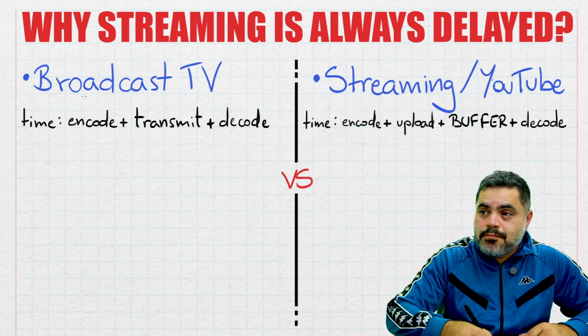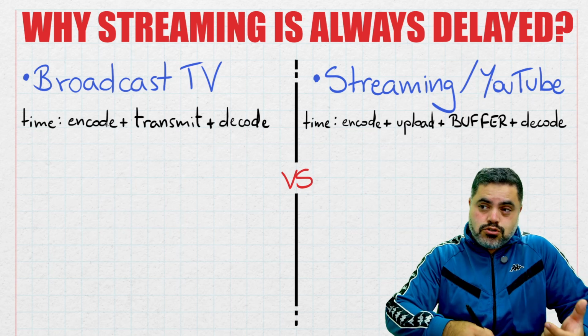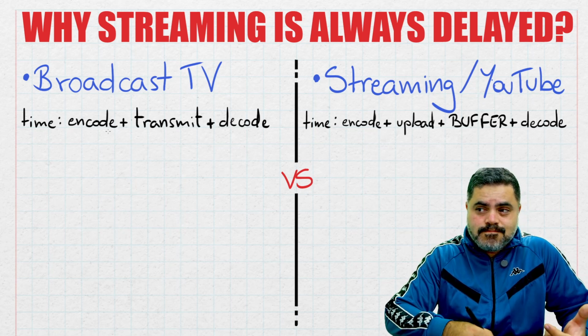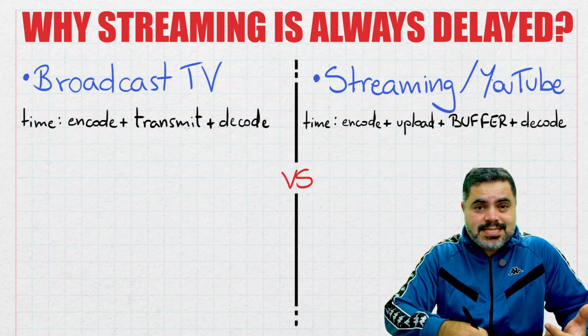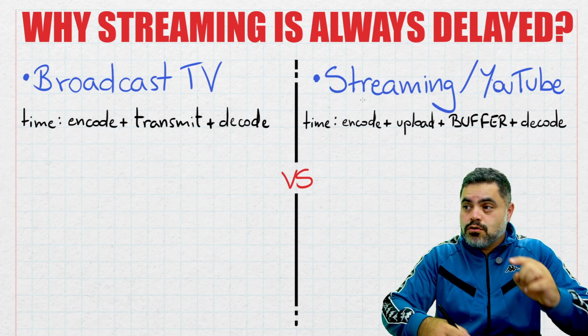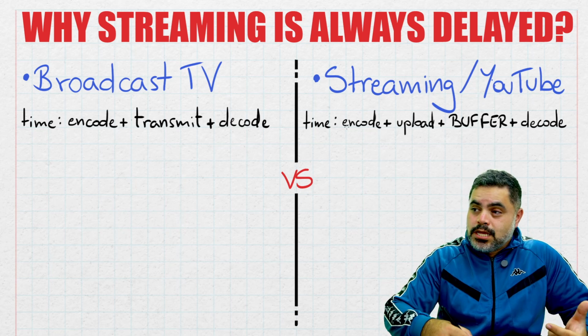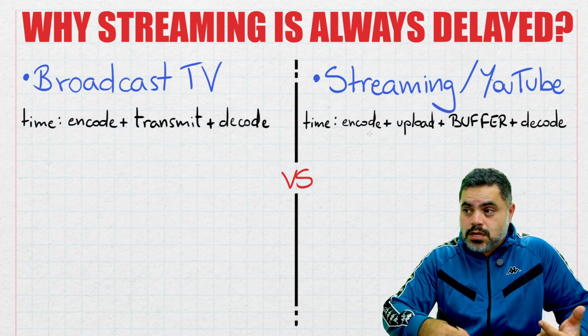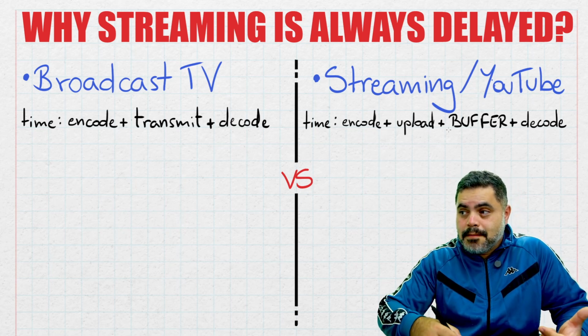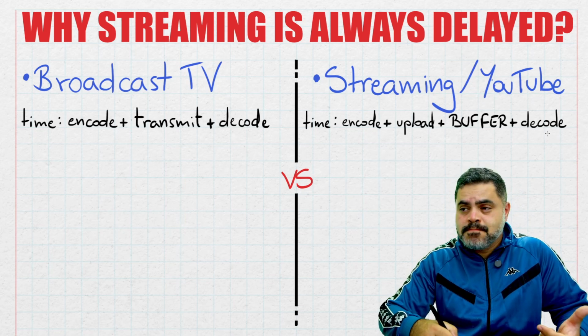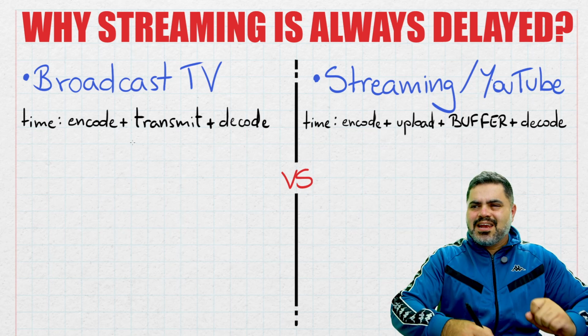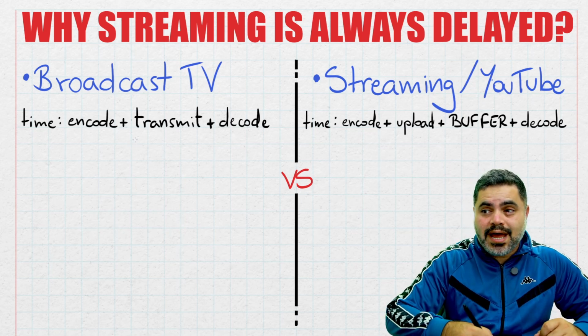The delay time on broadcast TV has to do with encoding the signal, transmission to the satellite, and decoding. And on streaming YouTube, you have the time being the encode, upload, buffer, and decode. So let's take a look at how it happens in real life.